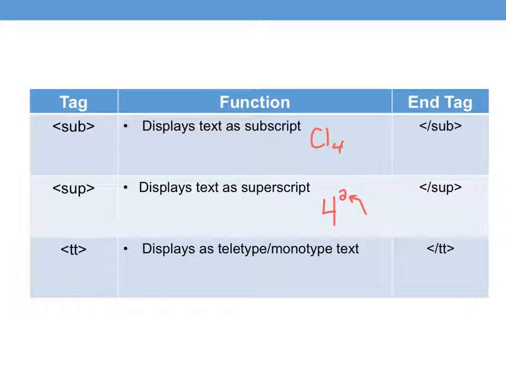And then the final tag is the TT tag, which displays text in a teletype monotype text. Just experiment with that tag a little bit so you know what that looks like. But those are the main formatting tags that you'll be expected to know for Unit 2.